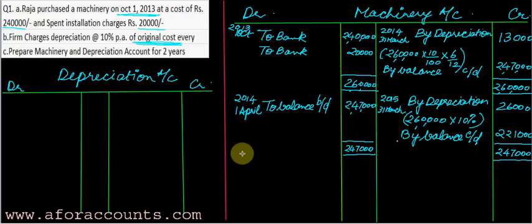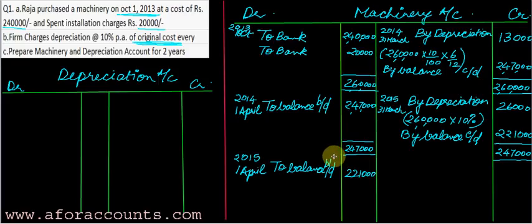So opening for 2015, 1st April, it will be to balance brought down, and it is 221,000. So this is how I have made a machinery account for 2 years. Now also I need to make the depreciation account.